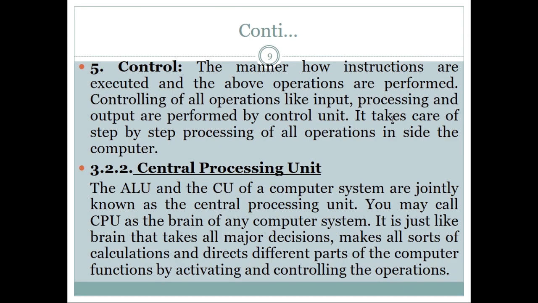Another topic in this chapter, chapter 3, is the CPU, or central processing unit. As it is known, the ALU, or arithmetic logic unit, and the control unit of a computer system are jointly known as the CPU. The CPU is combined from two parts, ALU and CU. The CPU is also known as the brain of the computer system. It serves like a brain for a computer system. It makes several decisions for a computer system.